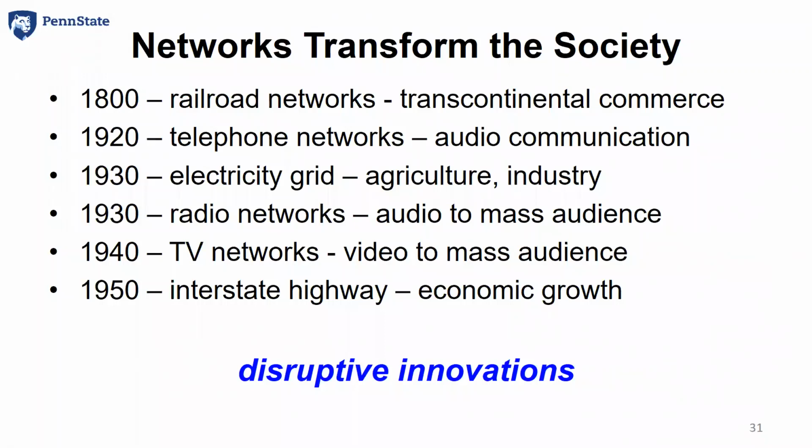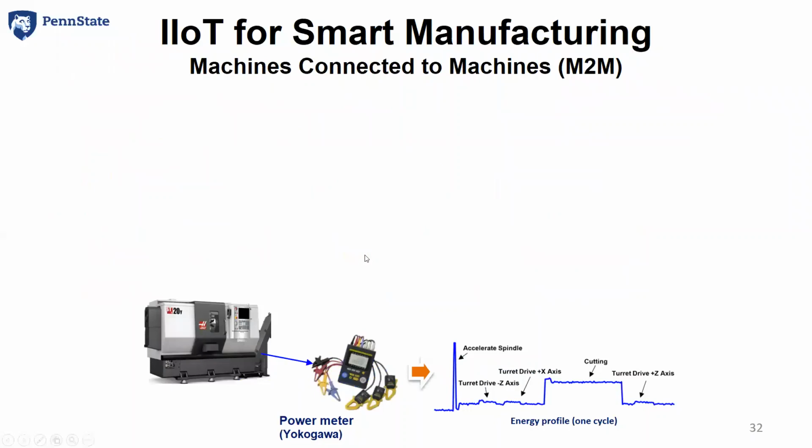Okay, but now let's think about what will be disruptive to manufacturing. Let's think about what will bring fundamental changes to manufacturing. Industrial Internet of Things for smarter manufacturing is about the network. We are not looking at the machines as a single unit or a single machine. Now let's look at how machines are connected to machines.